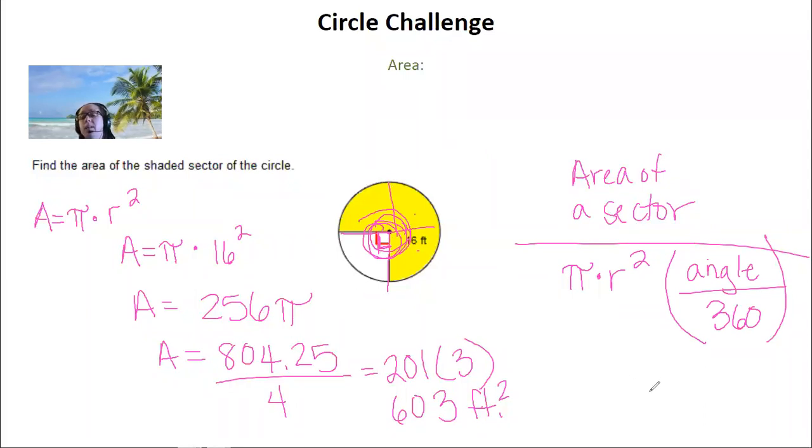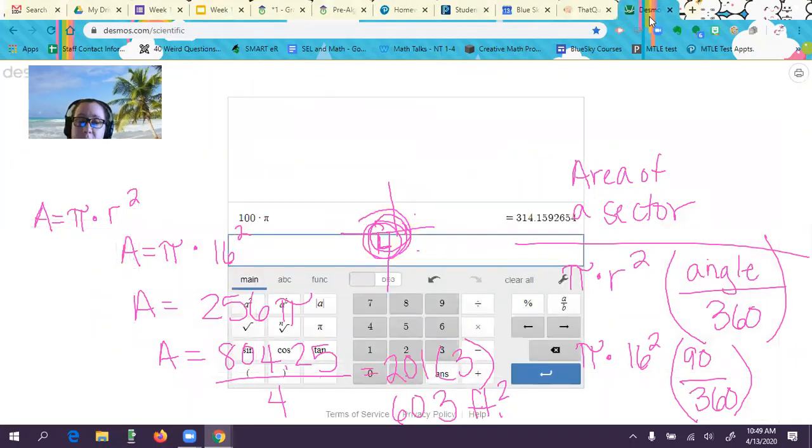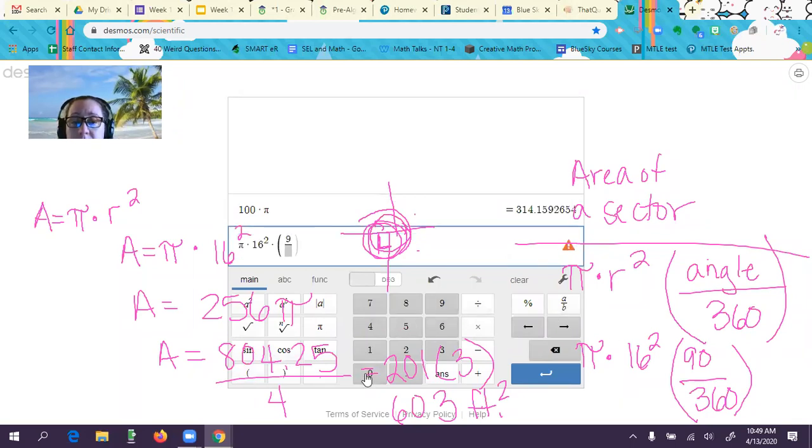So we would take pi times 16 squared, and our angle that they gave us is 90 out of 360. And if I were you, I would go straight to Desmos. So we would take pi times 16 squared times, and then we'll put it in parentheses, because parentheses keeps things together, neat and tidy.